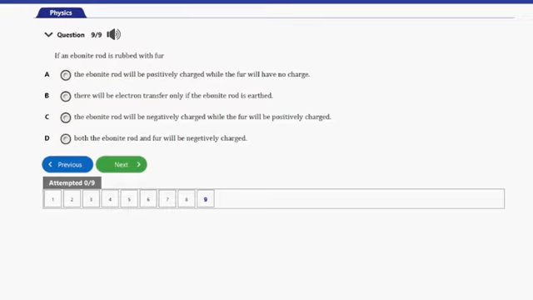So guys, the answer to this question is option C here. The ebonite rod will be negatively charged while the fur will be positively charged. And that's it for this question.